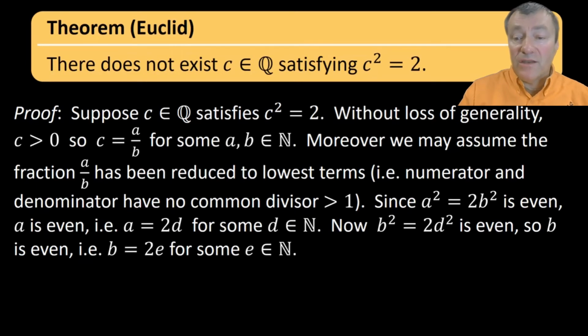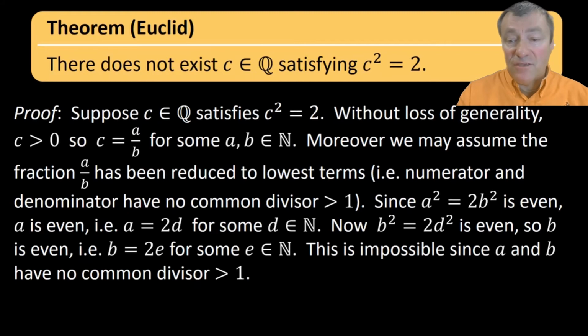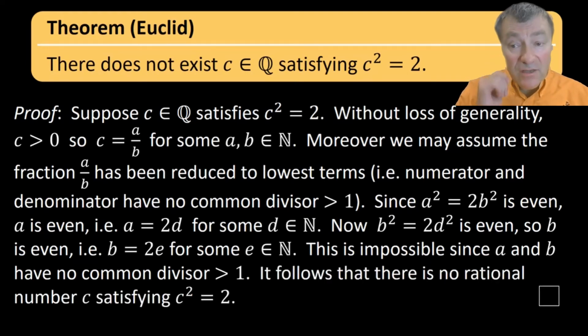I mean, if b were odd, its square would be odd. Contrapositive: if b squared is even, then b must be even. So that's easy. So b is twice e for some number e. And now we already have a contradiction because a and b are both divisible by 2, whereas we did say that a and b had no common divisor bigger than 1. So in conclusion, there is no rational number whose square is 2.